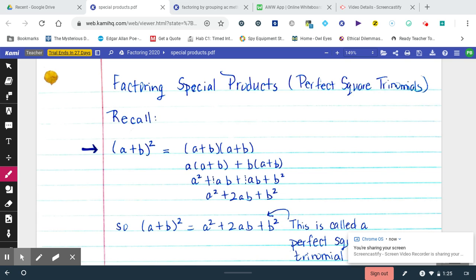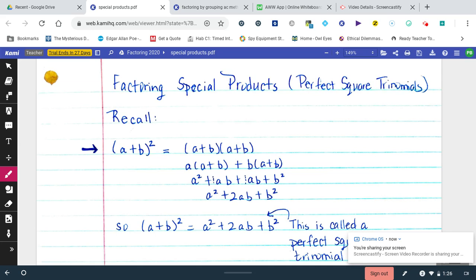All right, so this last lesson, we're going to be factoring special products. Special products consist of perfect square trinomials and a difference of two squares. You will learn others once you get to Algebra 2, but we're not going to worry about those since you're in Algebra 1. So our focus is perfect square trinomials and a difference of two perfect squares. We normally just say a difference of two squares.